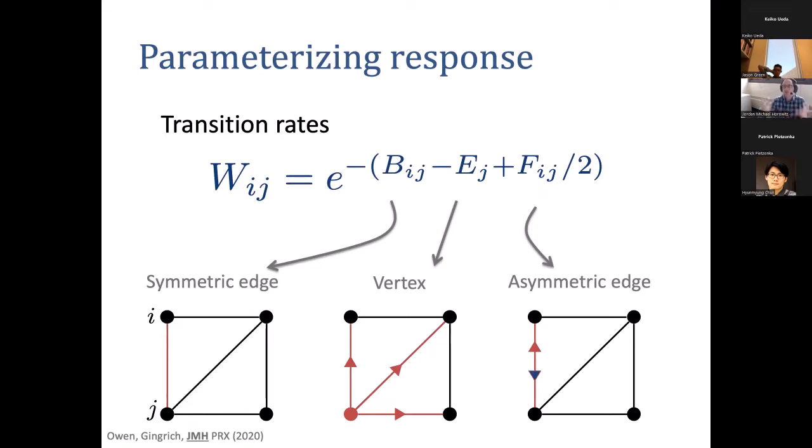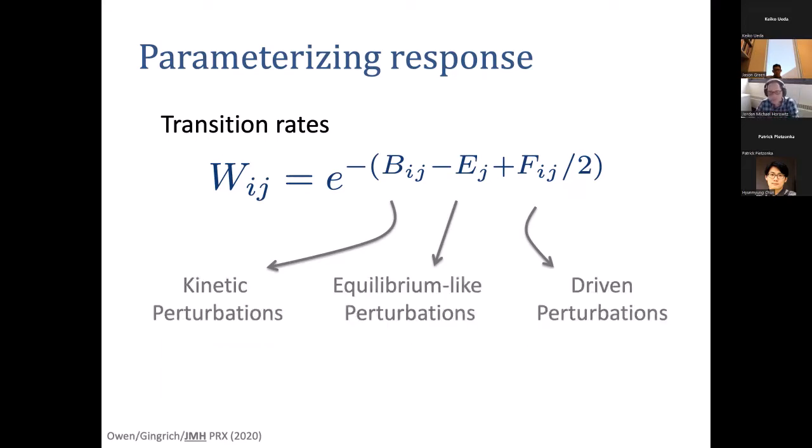If I perturb the system and it amounts to changing one of these B parameters, that's like speeding up or slowing down one edge in this graph. If I vary just the E's, that's like speeding up the exit rate out of a state. And if I change one of these F's, then I'm speeding up one direction and slowing down the other. The notation here is meant to be suggestive. It's just a mathematical identity; I've just rewritten things. However, it does look a lot like the Arrhenius rate law, and that's on purpose, where the B's are like energy barriers, the E's are like energies, and the F's are like asymmetric driving. This mapping will be helpful in thinking about the problem.